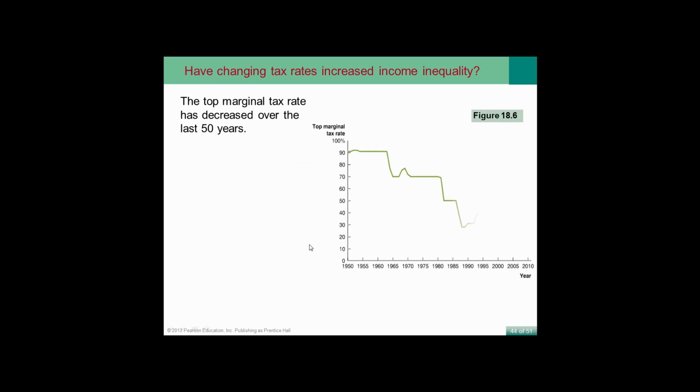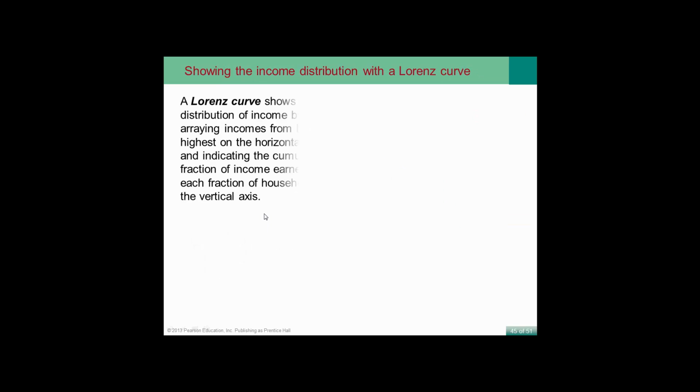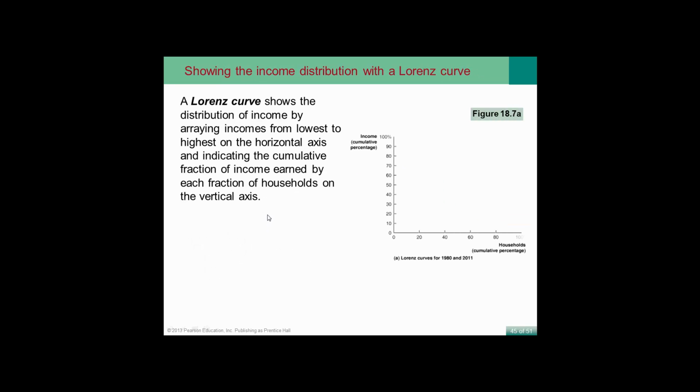The top marginal tax rate has decreased over the last 50 years. In 1950, it was actually 90%. But it has remained relatively steady for the last 20, as you can see right here. This suggests that changes in marginal tax rates are not the cause of increasing income inequality.